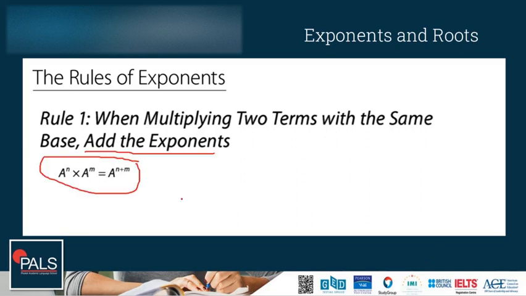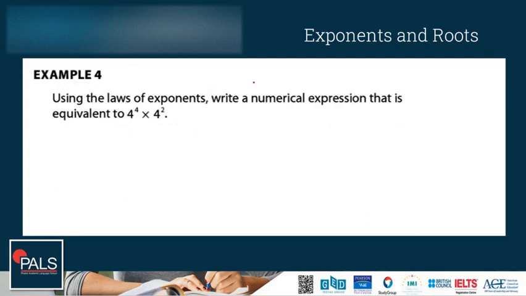Rule number one: when multiplying two terms with the same base, add the exponents. a to the n power times a to the m power is equal to a to the power of n plus m. Let's look at an example. Example 4. Using the laws of exponents, write a numerical expression that is equivalent to 4 to the power of 4 times 4 to the power of 2, or 4 squared.